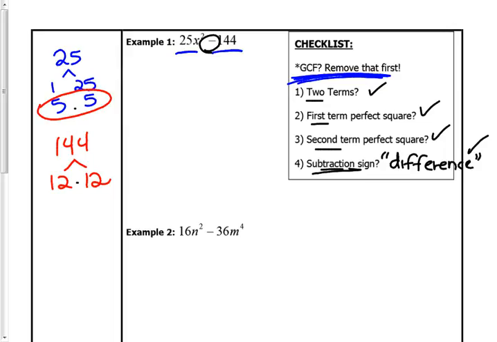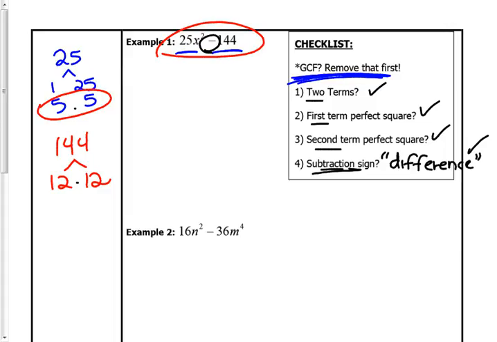So it's not like before where we had three terms and we had a magic pair, what multiplies to the last and adds to the middle. Because here there is no middle term, right? We only have two, not three. So after you go through these checklists and you see that all of these check, then we're going to do the difference of squares factoring.